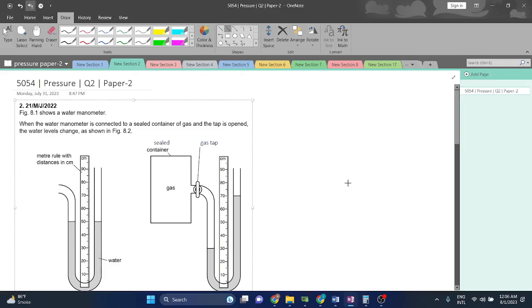Welcome back, guys. I'm going to do a pressure question, question 2, paper 2. Let's start. Question 2. Figure 8.1 shows a water manometer. When the water manometer is connected to a sealed container of gas and the tap is open, the water level changes as shown in figure 8.2.